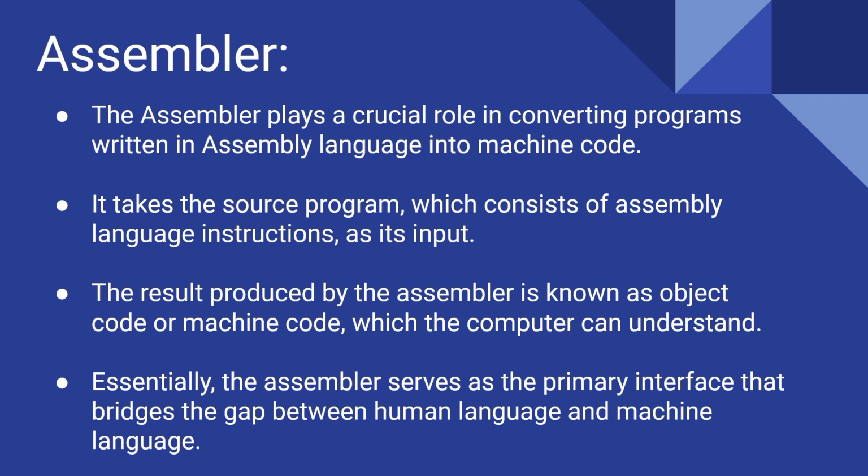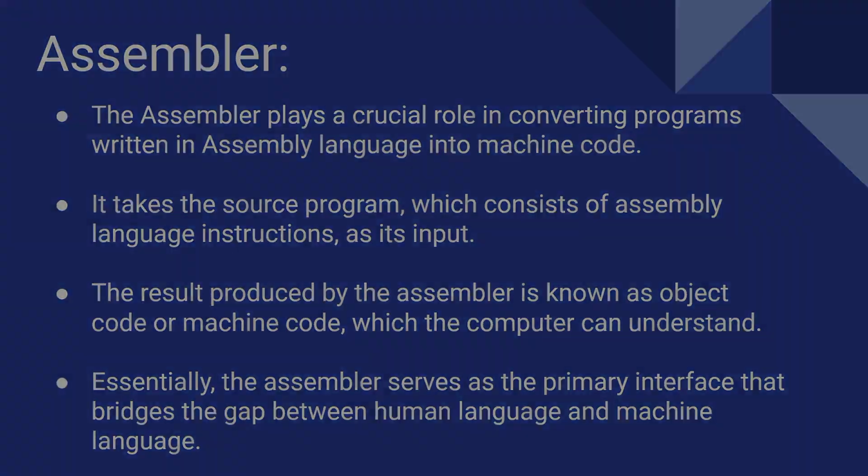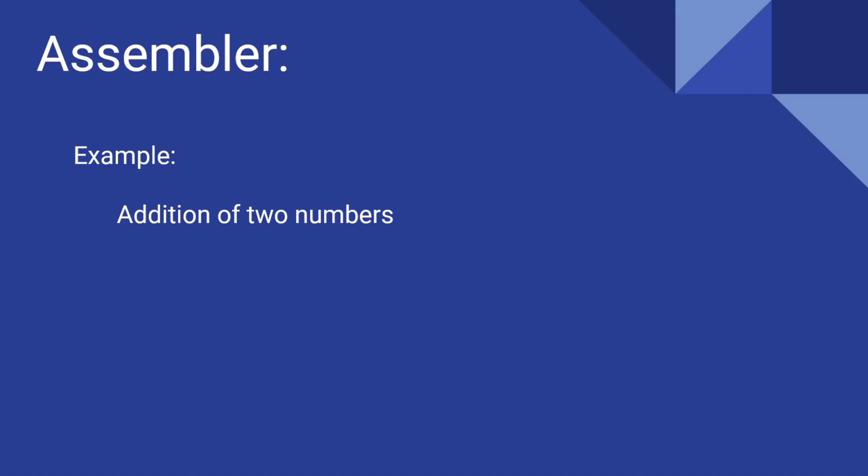As we know, code written in assembly language consists of mnemonics such as add, multiplication, subtraction, division, move, and the assembler is responsible for translating these mnemonics into binary codes. Let's start an example. Our example is addition of two numbers.